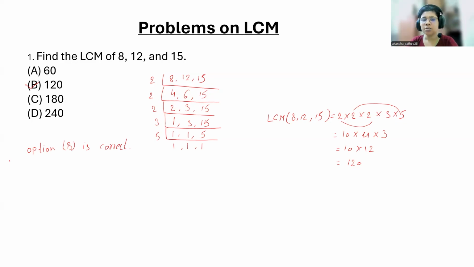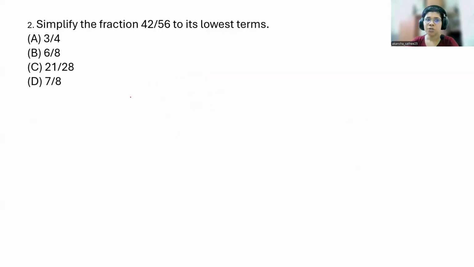Keep on doing it. It is not very difficult, it's very simple. You have to look for the smallest number which can divide one of the numbers. Okay. Next, simplify the fraction 42 and 56 to its lowest term. So you just have to simplify it. This type of problem we have discussed in our last video.